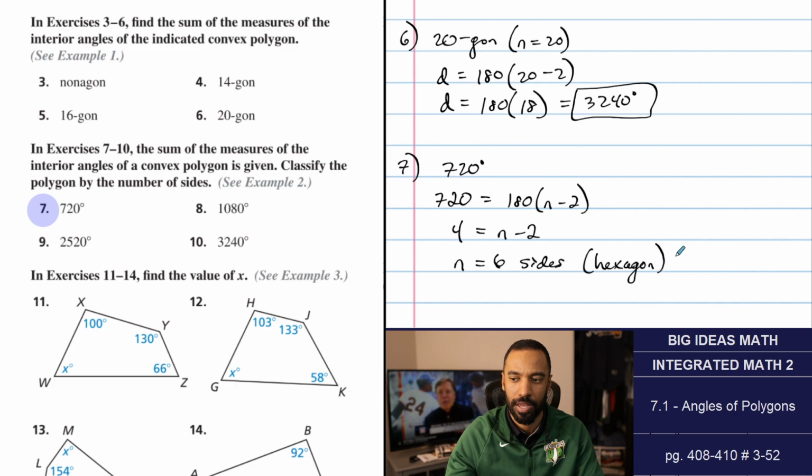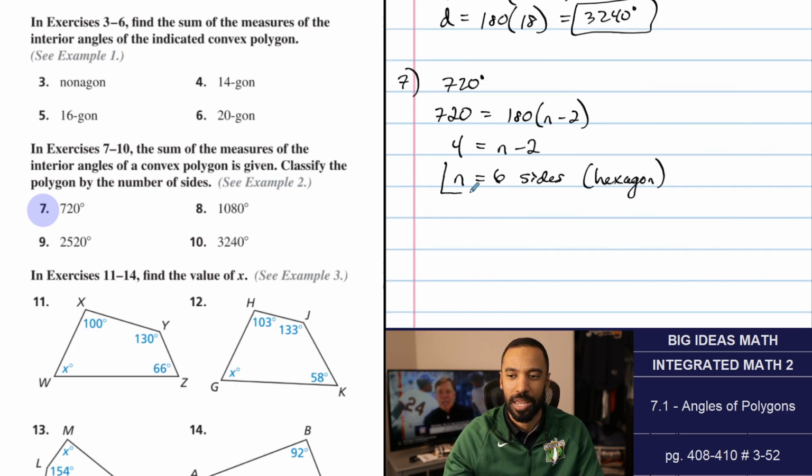And if I know the name, I'm going to tell you. I can't remember the name of an 11-sided shape. I'm thinking about it.